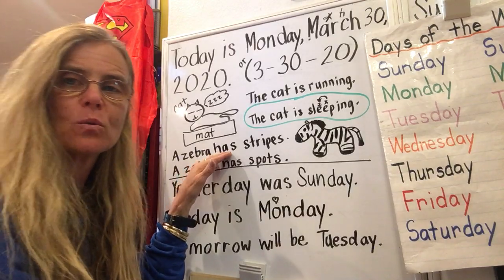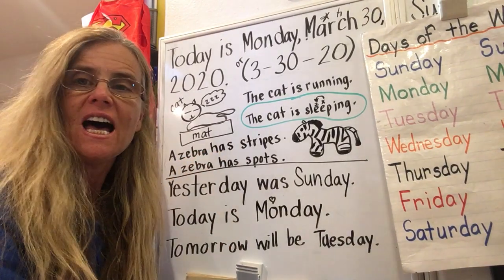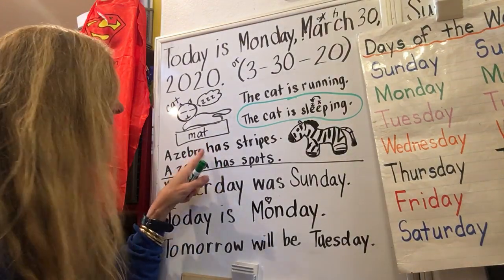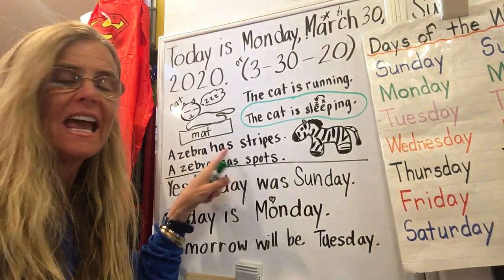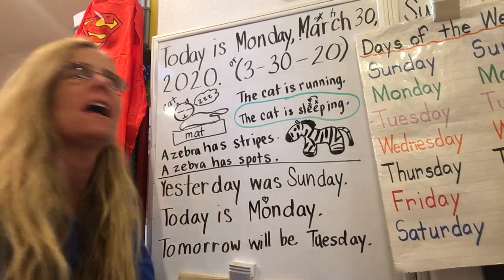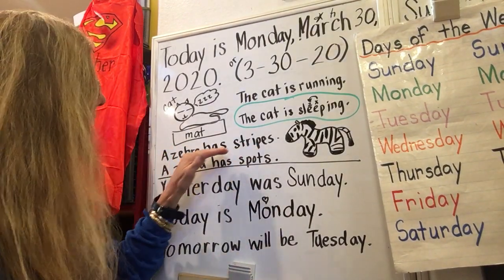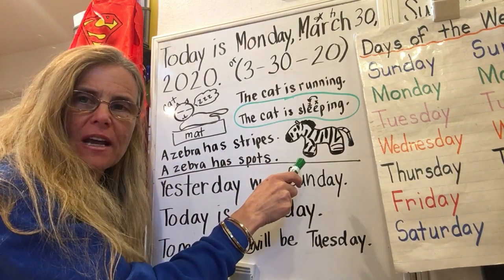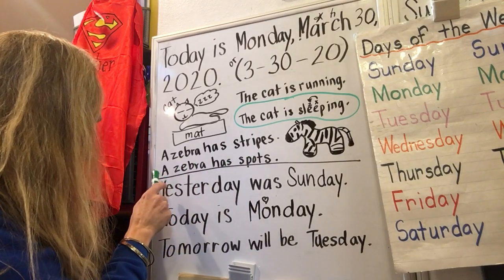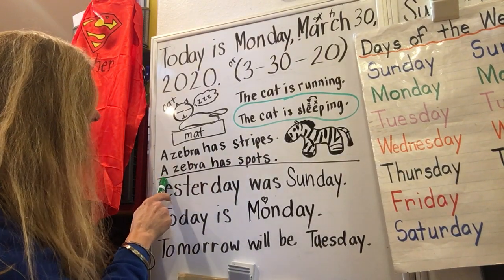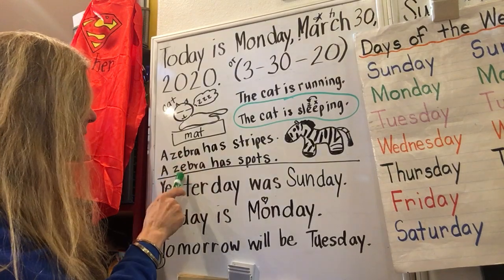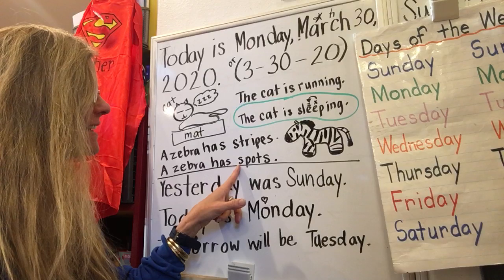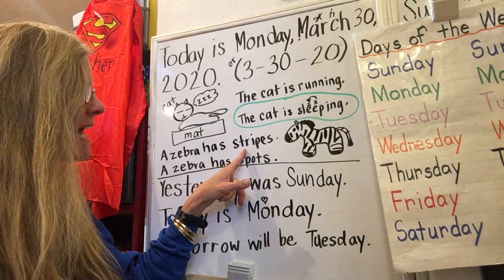Let's look at this word. This is a high frequency word. It starts with an H, then there's an A. Has. A zebra has stripes. A zebra has stripes. Look at the zebra. Does the zebra have stripes? Now let's look at the sentence. Zebra has. Look here. This is stripes because it has a T.